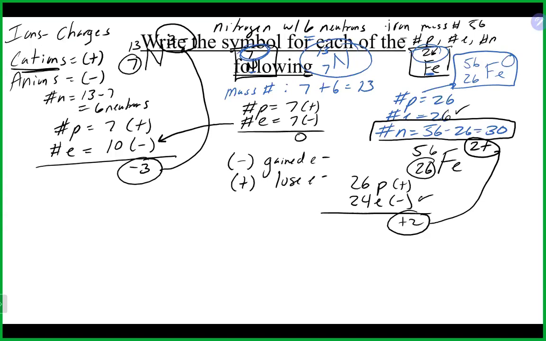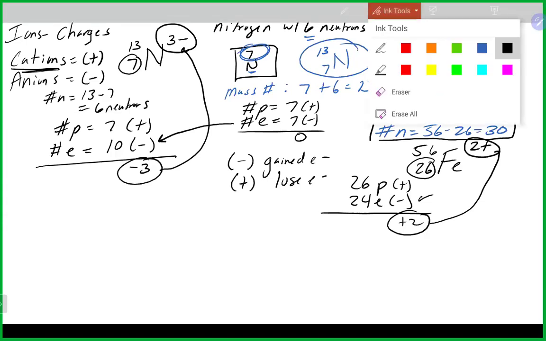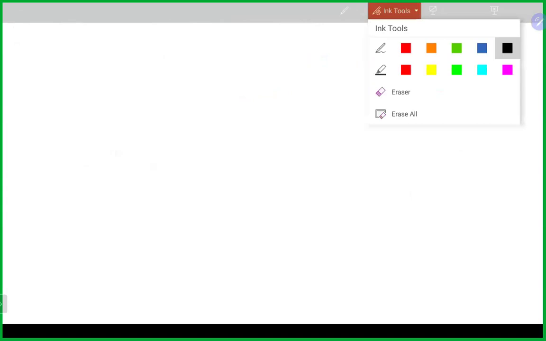So why don't you try? I want to say we had, actually, I'll just get rid of those guys here. Let's go with this. How many protons, electrons, and neutrons does this have? And then let's do another one.